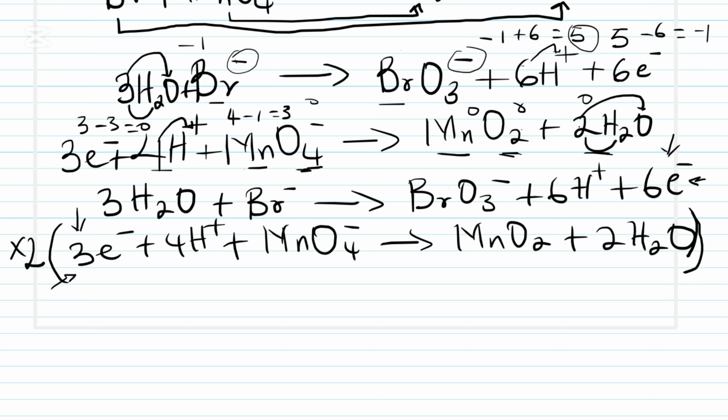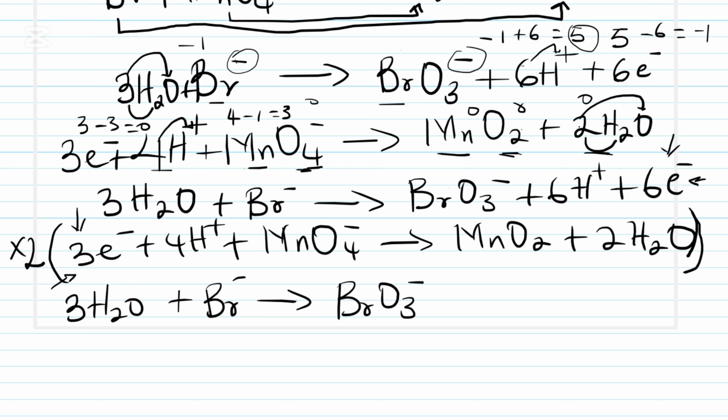Now, let's copy the first one down. Here we have 3H2O plus Br minus, put the arrow. We have BrO3 minus plus 6H plus 6e minus.